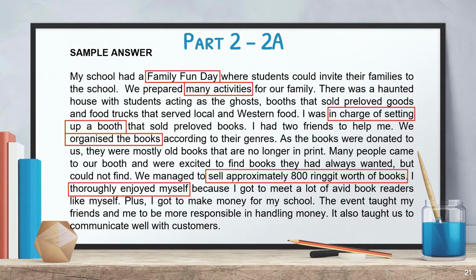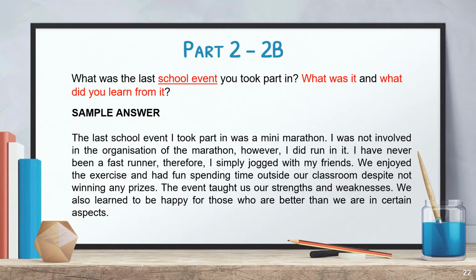You gave a reason: you got to meet a lot of avid book readers, and you got to make money for your school. It taught you to be more responsible in handling money as well as communicate well with customers. So you have answered the 4 bullet points that were given in the question. Now, this is the simpler question that will be given to candidate B. What was the last school event you took part in? What was it and what did you learn from it?